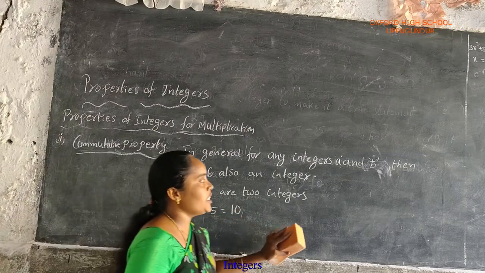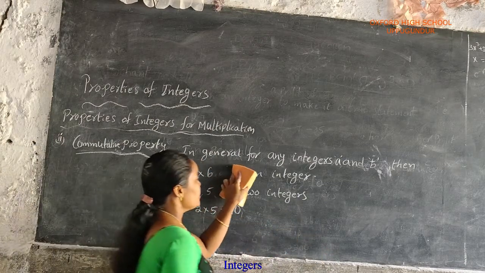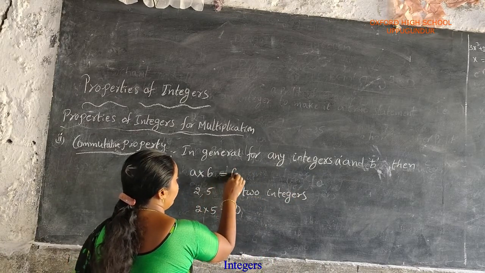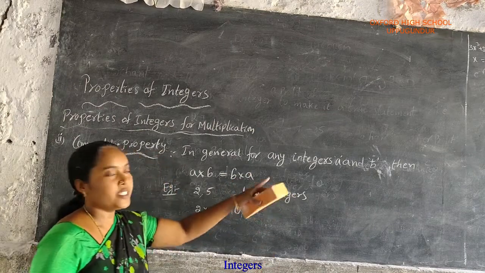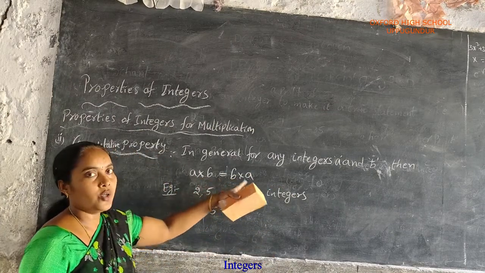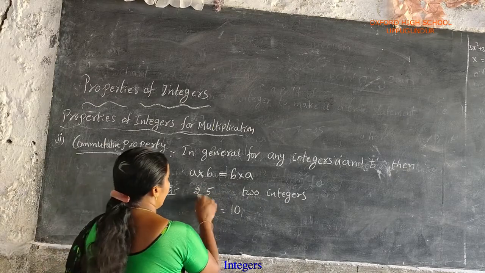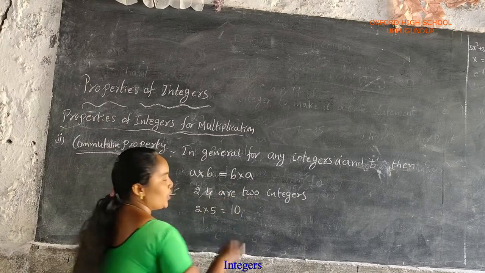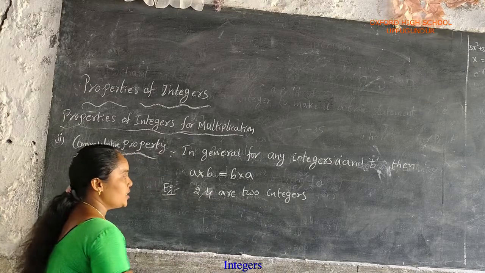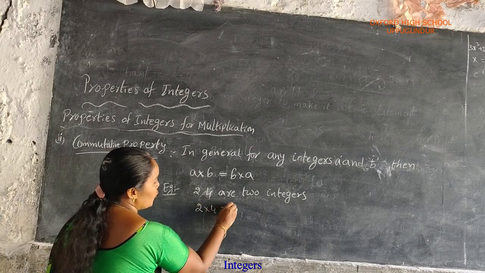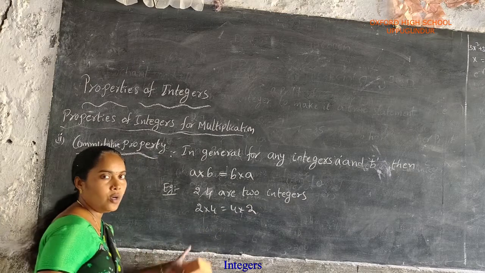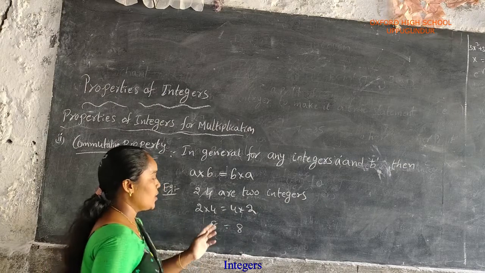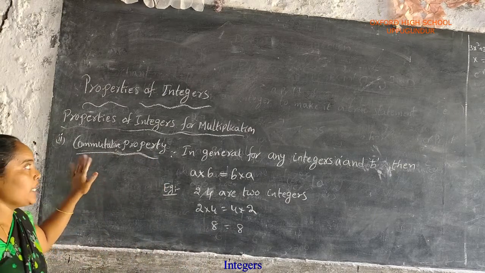In general, for any integers a and b, a plus b equals b plus a, and a into b equals b into a. Example: 2, 4 are two integers. 2 into 4 equals 4 into 2. 2 4s are 8, 4 2s are 8. Okay, so once again, see commutative property under multiplication.